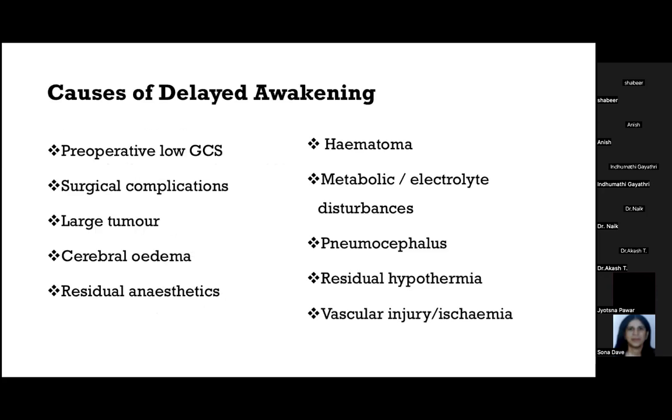What are the causes of delayed awakening? If there's preoperatively low GCS, surgical complications, large tumors, cerebral edema, residual anesthetics, hematoma, metabolic and electrolyte disturbances, pneumocephalus, residual hypothermia, or there is vascular injury which can cause ischemia or infarct of the brain tissue.